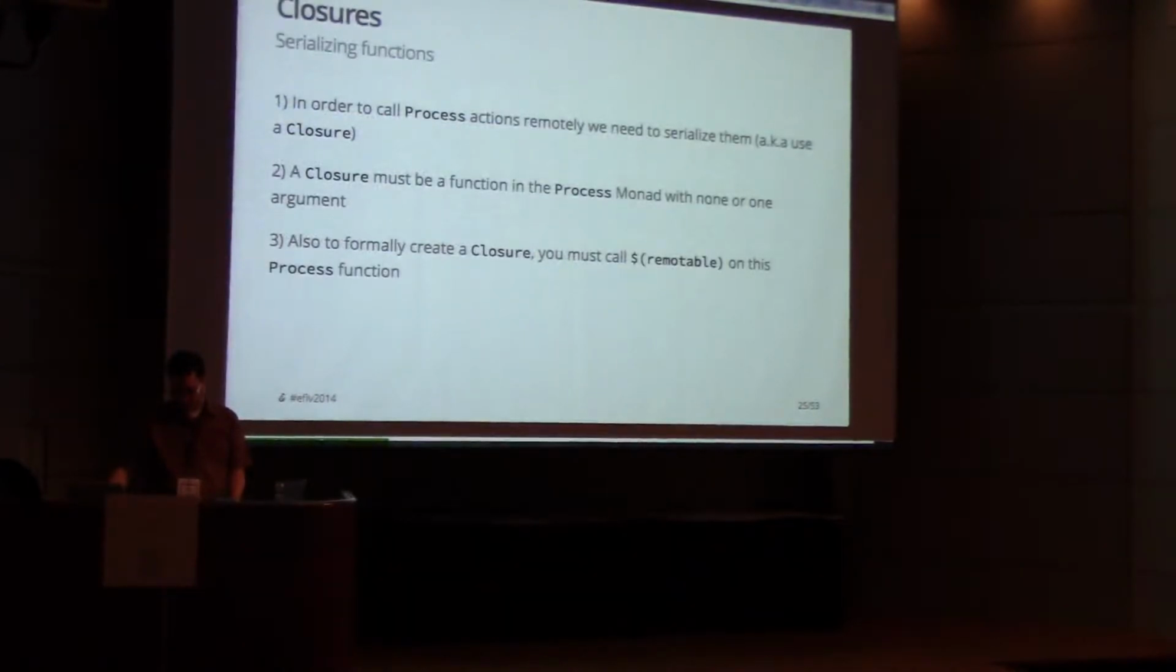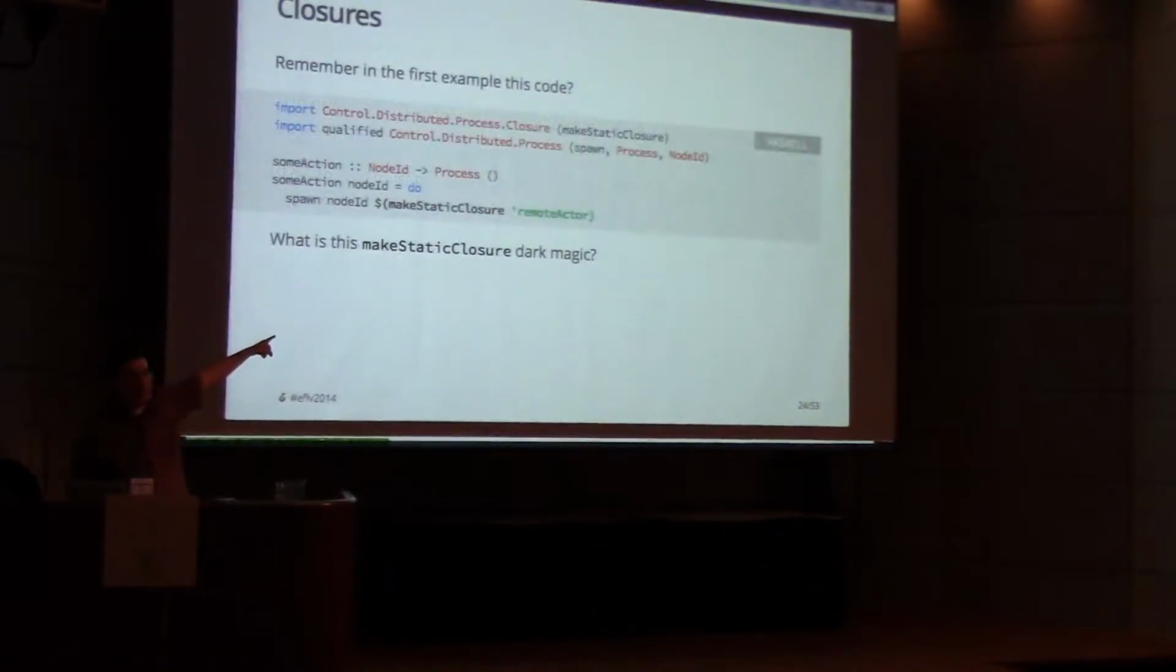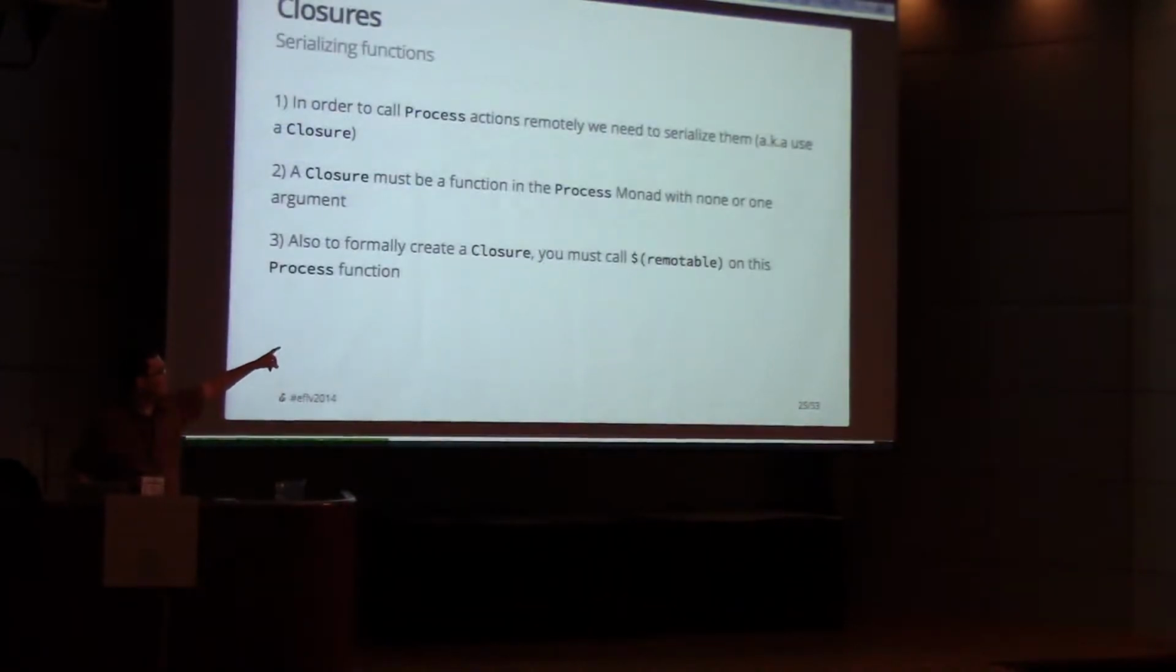And in order to send a function, we need to serialize it to a closure. The closure must be defined at the top level, of course, otherwise it's not going to work. The only closures that are serializable are the top-level ones. I cannot serialize an I/O closure. And in order to use this function over here, remote actor, I need to call remotable on it before.